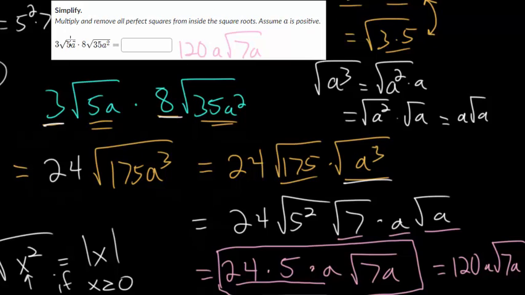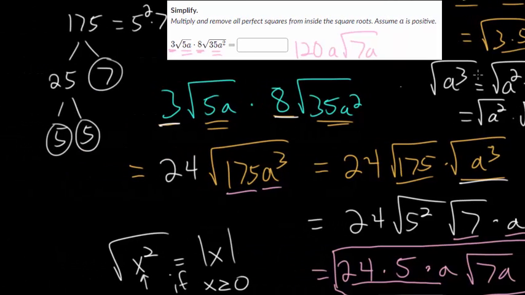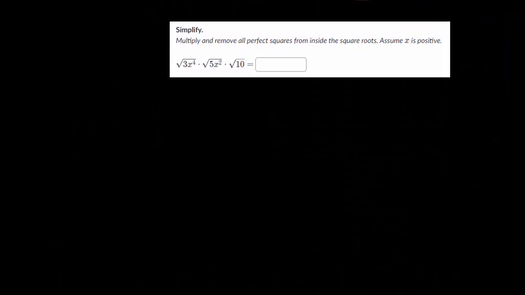So the general strategy: combine the outside numbers, combine the inside numbers in one square root, and then deal with the numerical portion of the square root and the variable portion separately. And the best way to get practice with these is to simply just do a whole bunch of them. So let's keep moving on and solving more of these.